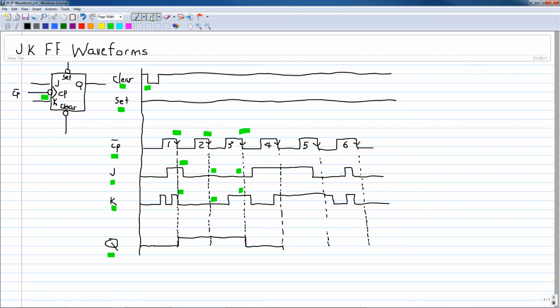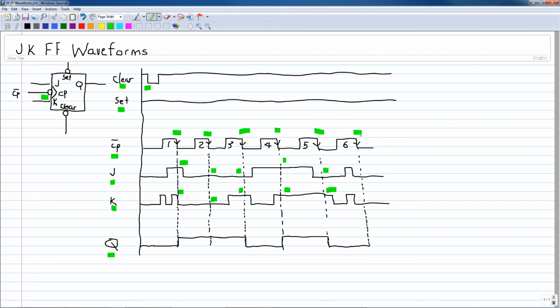Now, at this state here, we have another clock transition, and we have J equal to 1 and K equal to a 1. What occurs then is when both of those are 1, we toggle. So the output goes from a 0 to a 1 and remains so until the next clock transition. At this clock transition, number 5, we got J equal to 0 and K equal to a 1. Based on the transition table, this is a clear condition, so the output Q goes back to 0 and remains there until the next clock transition.